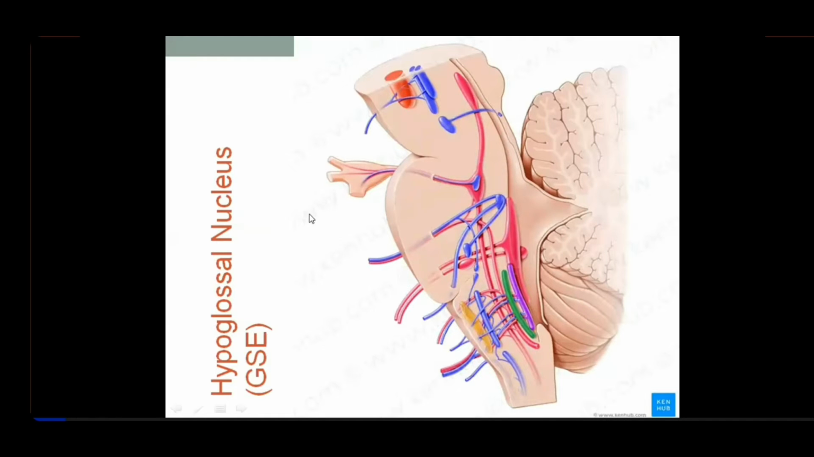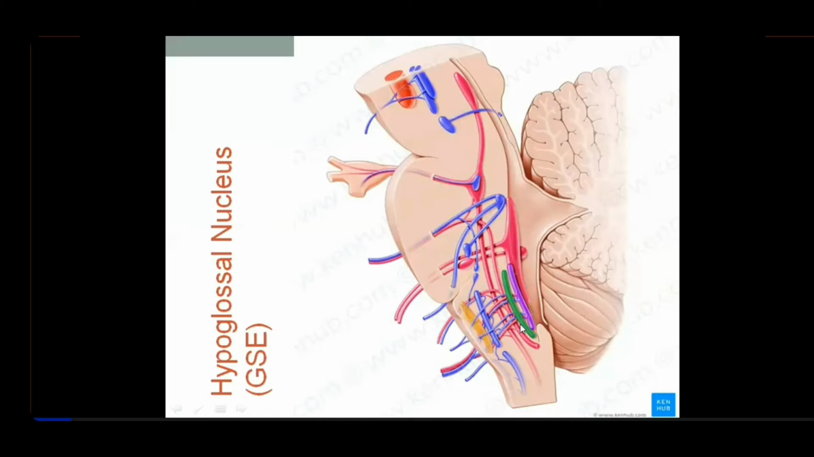Now, about the hypoglossal nucleus, where it is situated. Here you're seeing a sagittal section of a brain stem. This is the midbrain, pons, medulla. The blue color nuclei are nuclei of the motor nerves, or the motor nuclei. The red ones are the sensory nuclei, and the green one is the nucleus we're talking about. And this is the hypoglossal nerve nucleus, the motor nucleus.